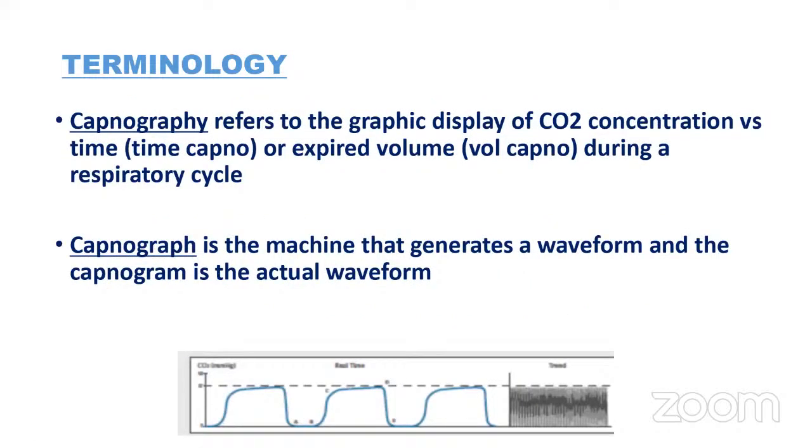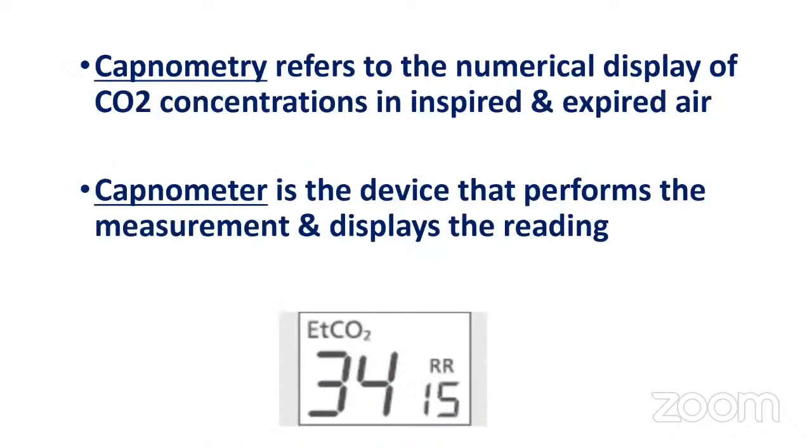We'll have just a few terminologies which are in the capnography. That is, capnography refers to the graphic representation of the CO2 concentration versus the time, that is time capno, or the expired volume, that is volume capno, during the respiratory cycle. Capnograph is a machine that generates a waveform, and capnogram is the actual waveform. Capnometry refers to the numerical display of the carbon dioxide concentration in the inspired and the expired air.